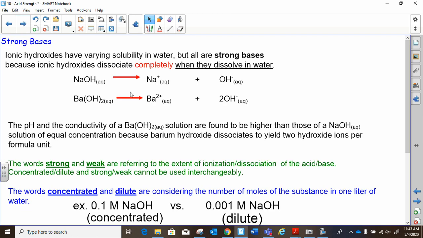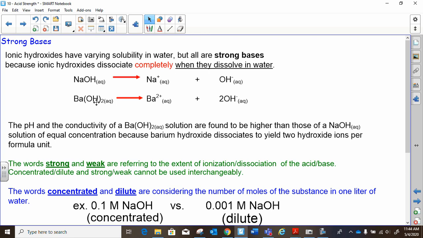Okay. This whole slide is intended to remind you, strong base is OH. If it has OH, it's a strong base. Strong bases have OH. Does it have OH? Yes, it's a strong base.